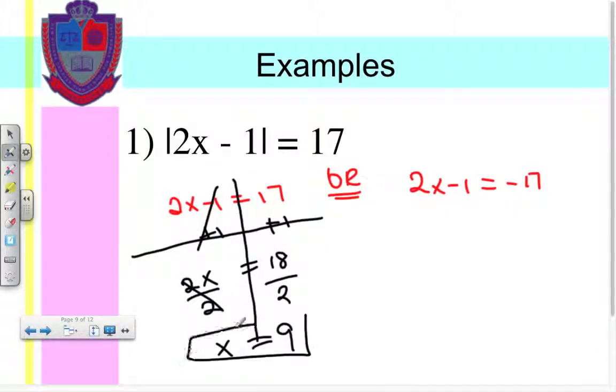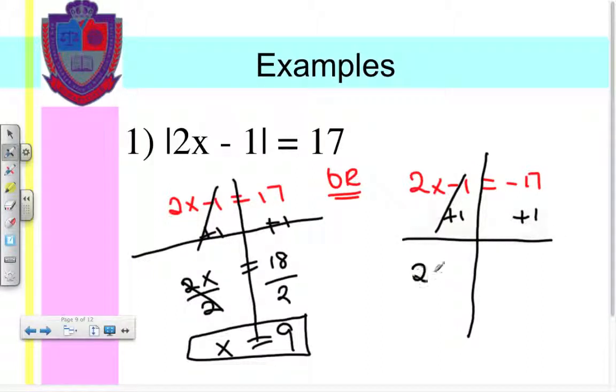This is one answer. Let's see what happens on this side. Bring my river down. Same goes. Add 1 on both sides. This cancels. 2x is equal to negative 17 plus 1, which is negative 16. Divide by 2. The 2's are out. X is equal to negative 8.